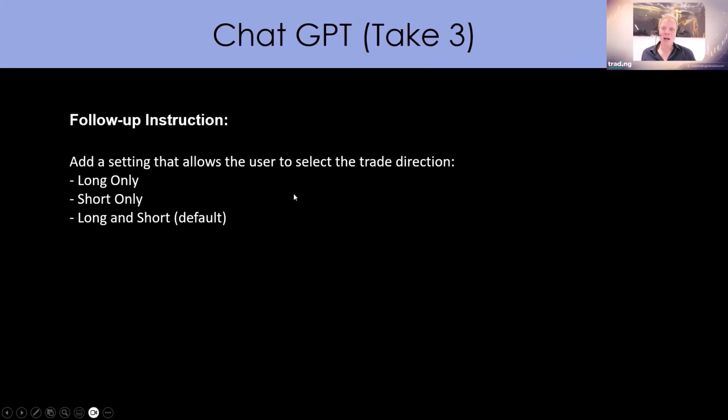Okay, so the third take was, hey, if we are focusing on stocks which are bullish in general to begin with, wouldn't it be cool if we also had a setting in our strategy which allows us to choose the trade direction? For example, which could say, hey, I only want to trade longs, or I only want to trade shorts, or I want to trade both directions, which should be the default. So I think that's a good idea. So I'm going to paste this instruction now into ChatGPT to get a second version of our strategy.